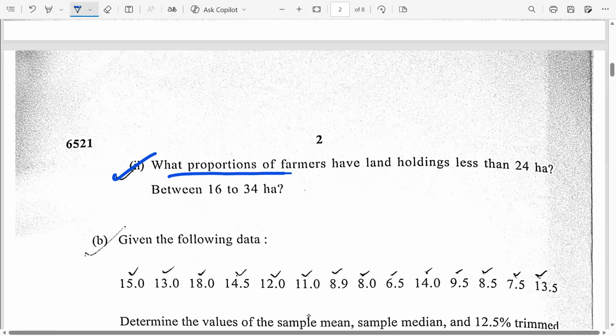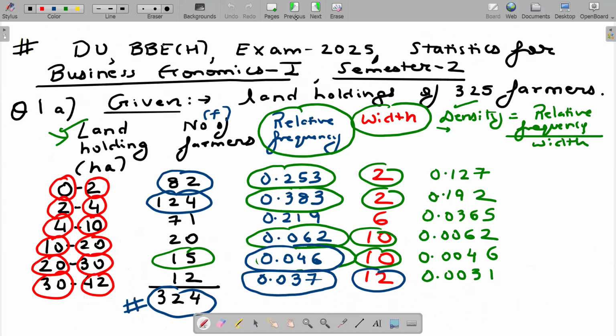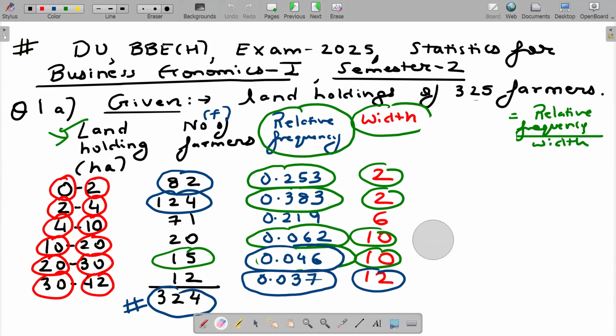What proportion of the farmers have land holdings less than 24 hectares and then between 16 to 34 hectares? So first of all, less than 24 hectares. We need to find out what proportion of the farmers have land holdings less than 24. We don't need the densities and the width, so maybe I can just erase the densities. The densities were needed only to plot the histogram.